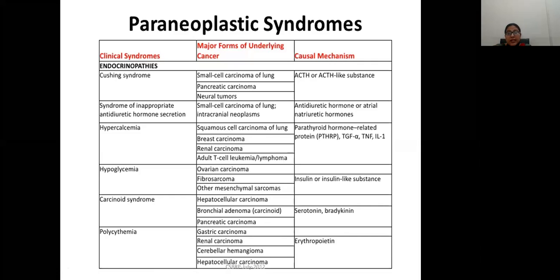I'm telling you again and again, beta, paraneoplastic syndrome is always asked in your viva. Okay, most of the examiners are found to ask questions about paraneoplastic syndrome. Okay, you must know what paraneoplastic syndrome is, and you must know the examples along with the tumor. Like Cushing syndrome is caused by small cell carcinoma because of ACTH-like substance, etc.